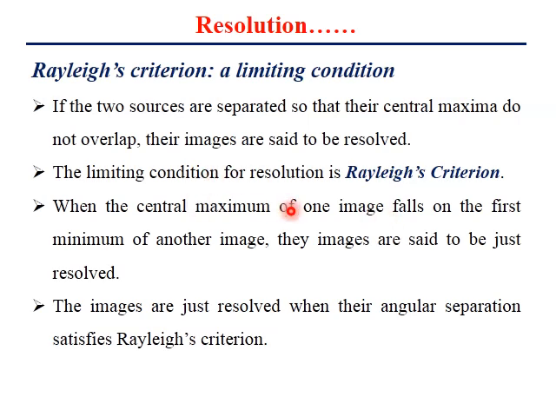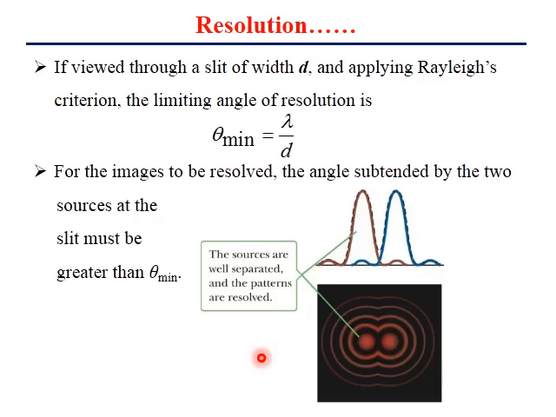Now when the central maximum of one image falls on the first minimum of another image, these images are said to be just resolved. Fine. They are just resolved when their angular separation satisfies Rayleigh's criterion. So we'll look at some images of just resolved and not resolved, and all these concepts will be clear to you.